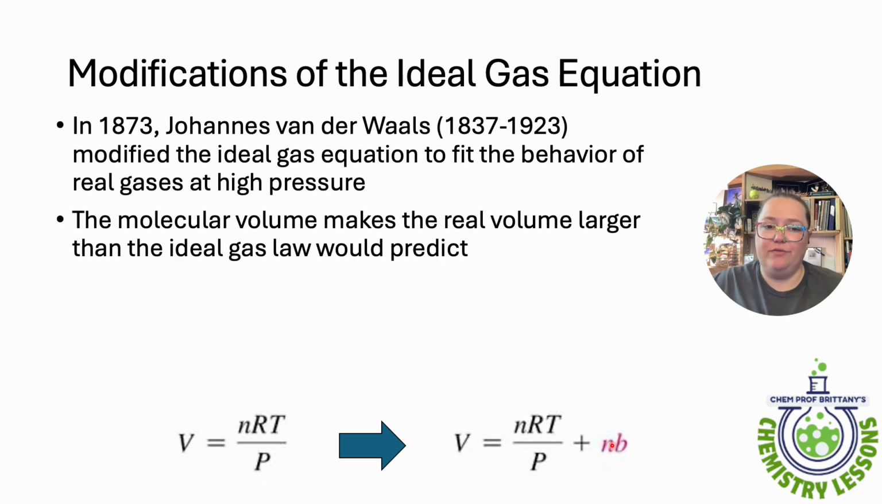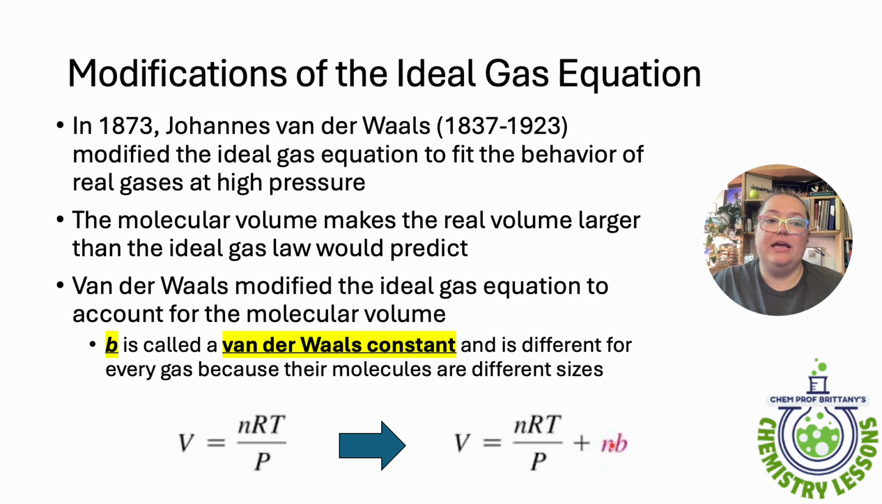Right, so the molecular volume makes the real volume larger than the ideal gas law would predict. So he accounted for the molecular volume using what he called a van der Waals constant. And it's different for every gas because molecules are different sizes, right? So if we're talking about a hydrogen molecule versus a gigantic xenon atom, totally different volumes, so their impact is going to be different.